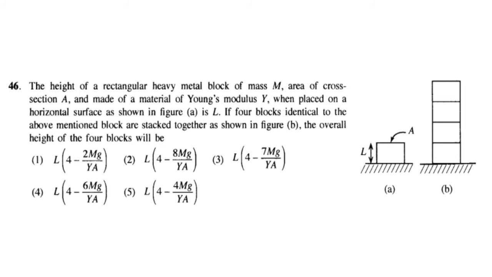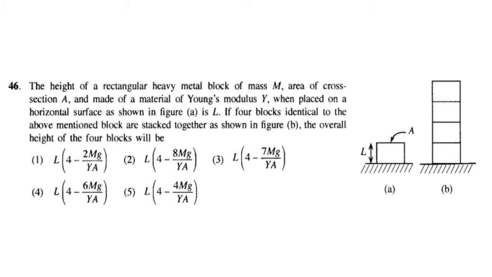Now when you consider the second block, you can see that mg force acting on the second block. When you go for the third block, 2 mg force will be acting on it. The last block, there will be a 3 mg force on it. So due to these forces, there will be a contraction of these blocks. So we want to find the contraction. To find the new height, we want to find the contraction of each block.